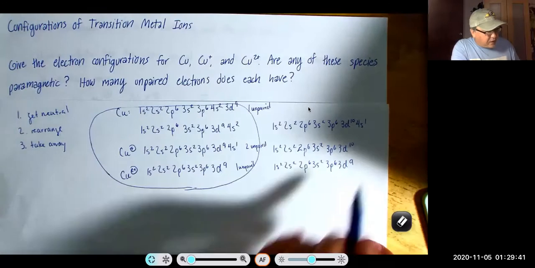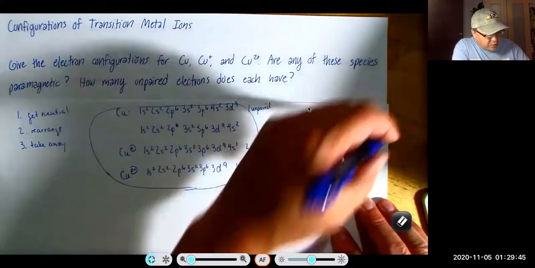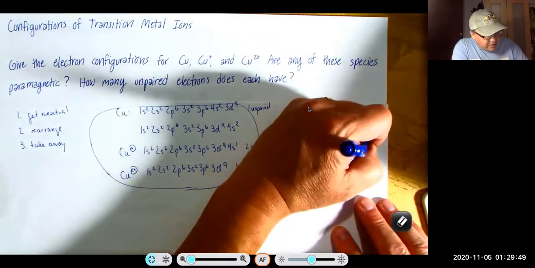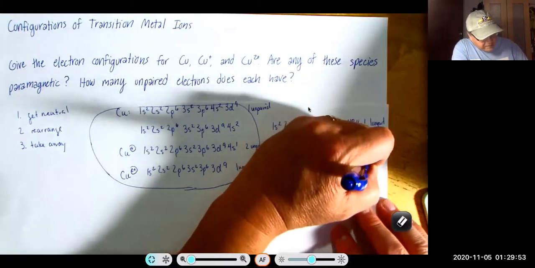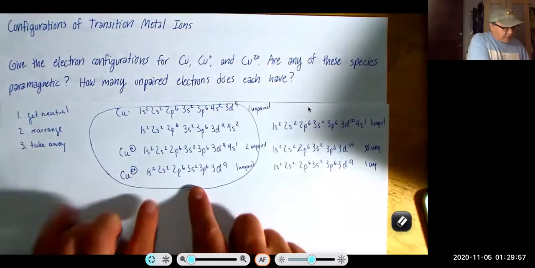Now, how about using the real electron configuration? This is 1 unpaired, 0 unpaired, and 1 unpaired.